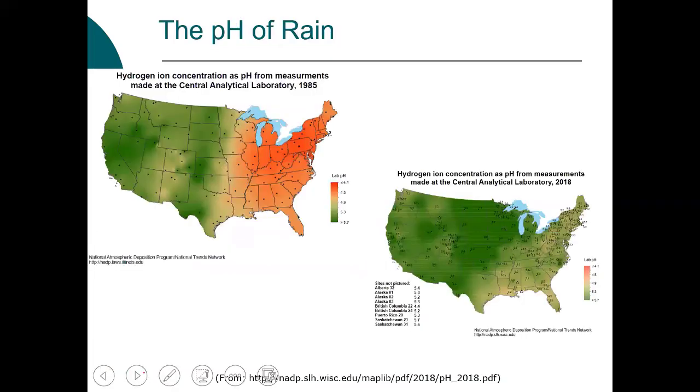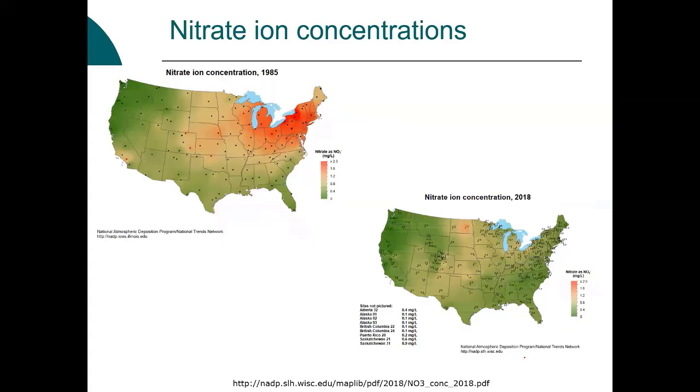So where are we? Let's give you some comparison. If we look at the pH of rain, going back to where we were in 1985 to the most recent map that I could obtain, which was 2018, you see that most of the US is now a pretty green color. So we have significantly reduced the acid rain problem in the US. We've also significantly reduced the amount of nitrate in rainfall, again looking from 1985 to 2008.